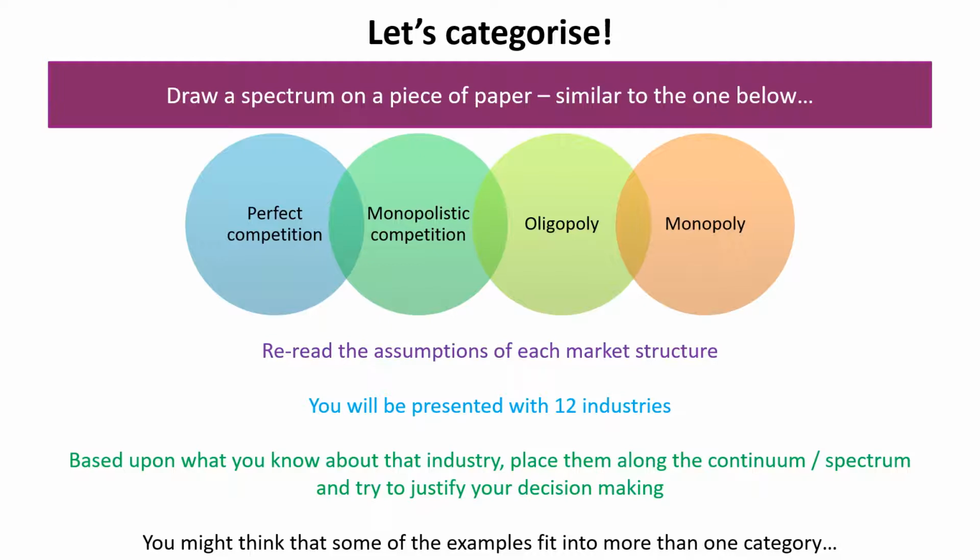The main object of this exercise is to get you to think about and remember the assumptions of each of those market structures and try to think about how real world industries fit into the different categories. So when you're ready, pause the slide, pause the video, have a look back through the assumptions of each of those 4 market structures, and then when you're ready, you can restart and go on to the next 2 slides.